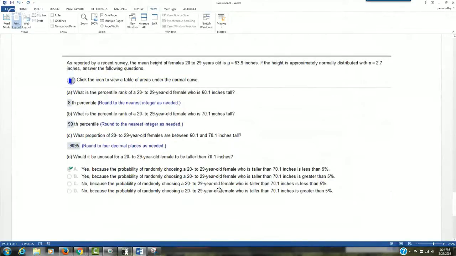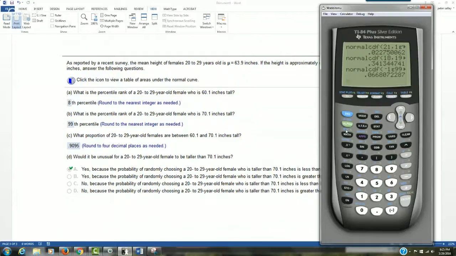All right. We got a mean. We get a standard deviation. Yay. What is the percentile rank of someone who is 60.1 inches tall? Okay, so percentile means what percent of the data is lower than that value. So this time they want a percent out of me, so that's where I'm going to do norm CDF. If they give me a percent, then I do inverse norm.